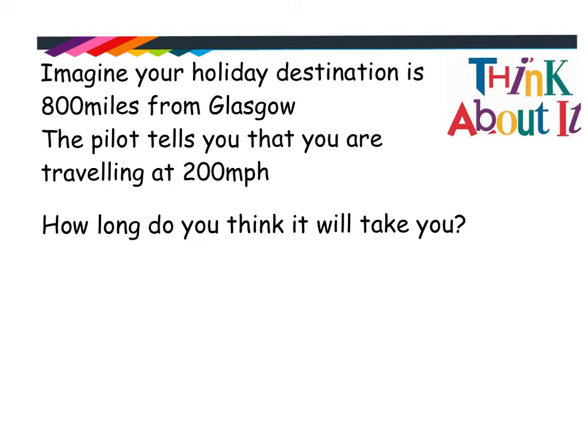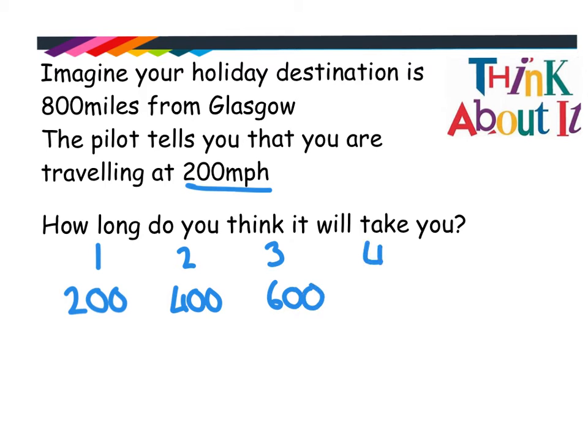Rather than rush in and just tell you the formula or the method for working out time, I want us to look at this example and see if we can figure out, using a bit of common sense, what the formula is going to be. Imagine you're going on holiday and the destination is 800 miles from Glasgow. The pilot tells you that you're travelling at 200 miles per hour, but he forgets to say how long the flight's going to take. How long do you think it's going to take you? This 200 mph means that every hour you can go 200 miles. So 1 hour would be 200, 2 hours would be 400, 3 hours would be 600, and 4 hours would be 800. So it takes you 4 hours.